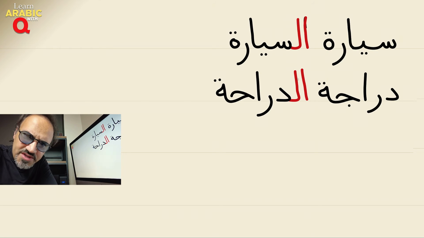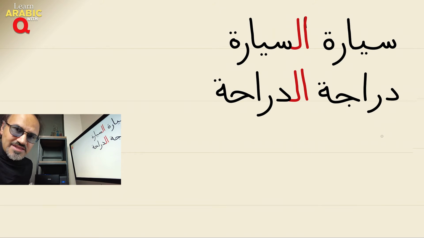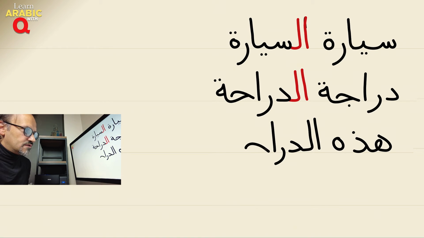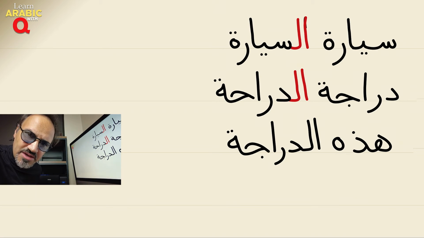Okay, now let's point at something defined. هذه الدراجة. So we say هذه. Why do we use هذه for pointing? Because this دراجة is a feminine noun. I recommend that you try to write with me so you engage all your senses in these lessons. هذه الدراجة.